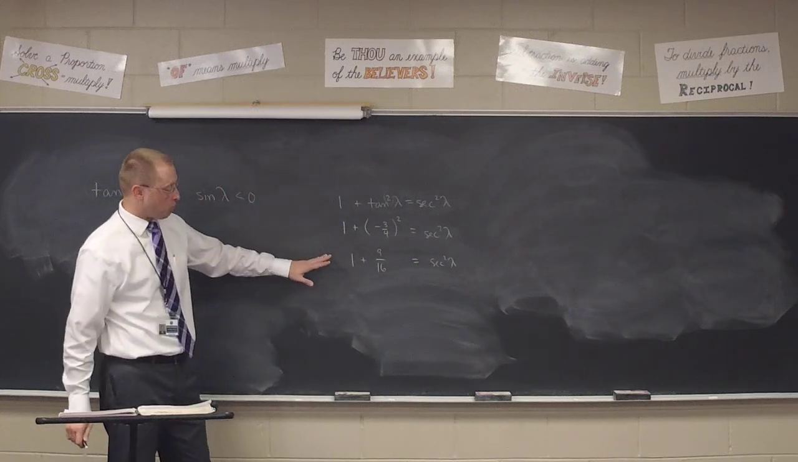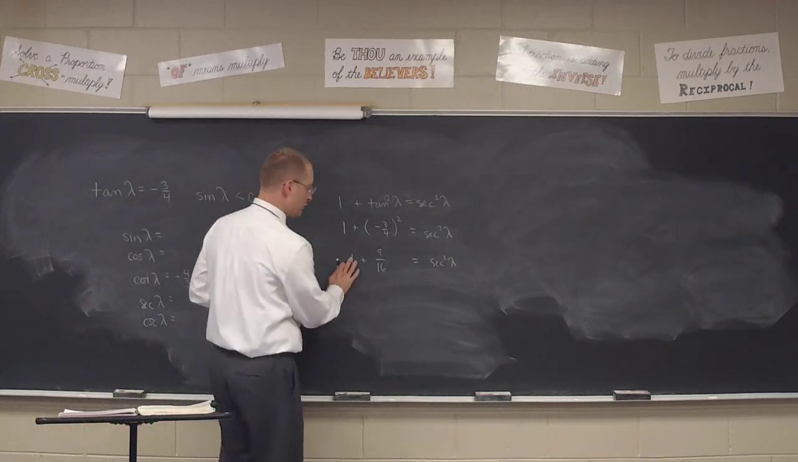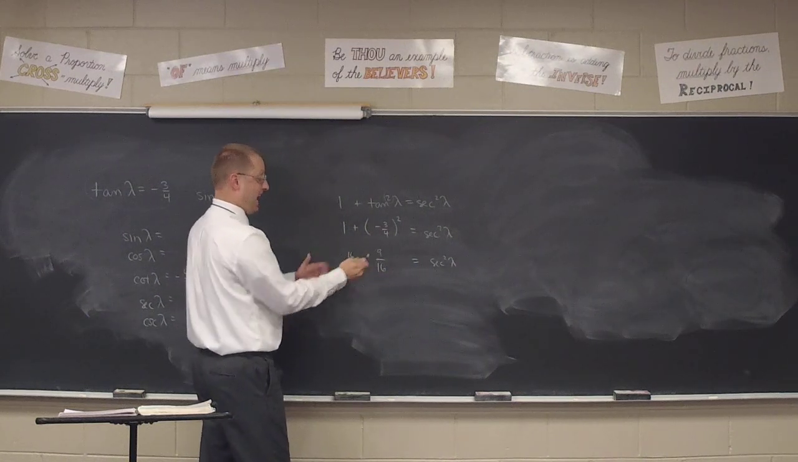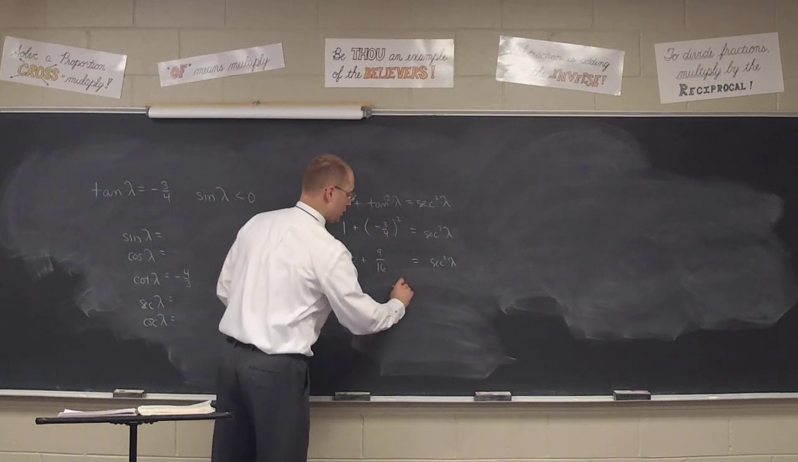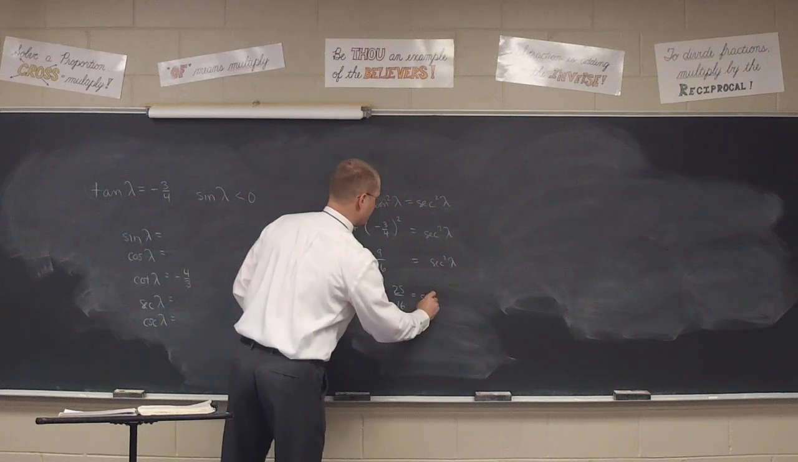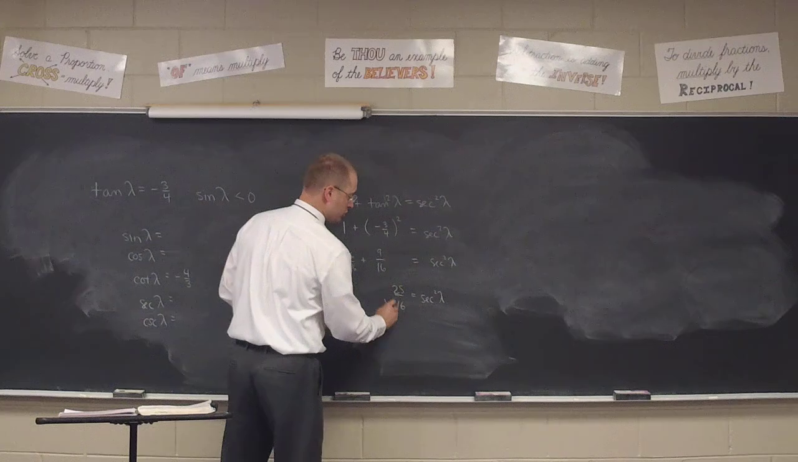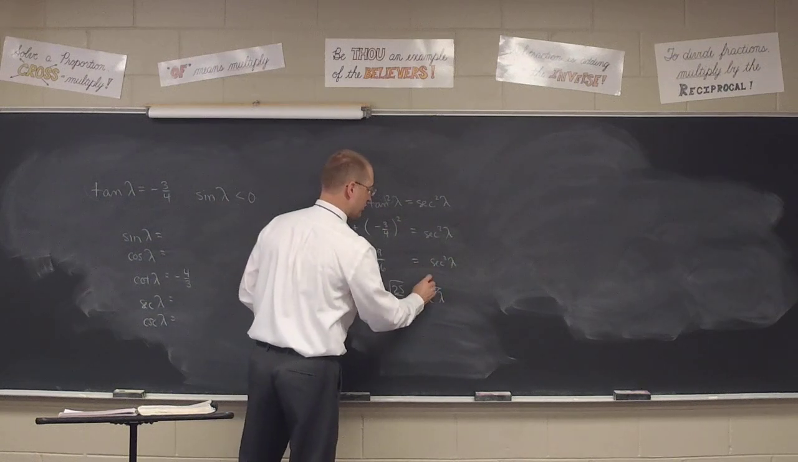But in order to add 1 plus 9/16, it'd be ideal to rewrite the 1 as a fraction, 16/16, which when added gives us 25/16 is equal to the secant squared lambda. And now we've got to take the square root of both sides. Of course, square and square cancel.